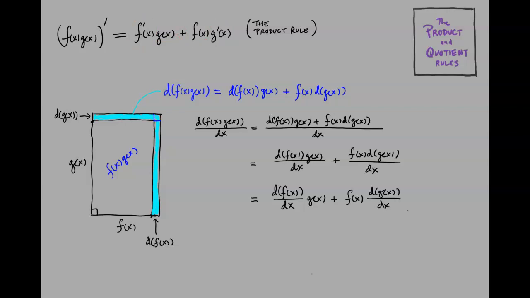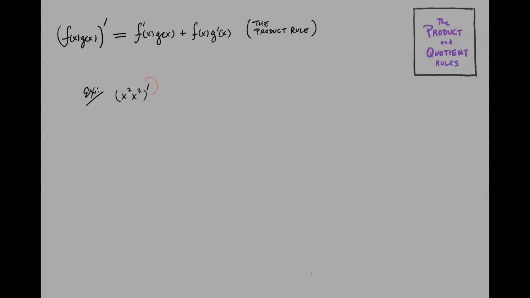To confirm that this works, let's go back to our example from before. We were considering the derivative of the product of x squared and x cubed. Of course, if you were actually faced with computing this derivative, you wouldn't use the product rule. You would just say, well, that's x to the fifth, and therefore its derivative is 5x to the fourth. But just to confirm that this gives us the correct answer, 5x to the fourth, let's use it here.